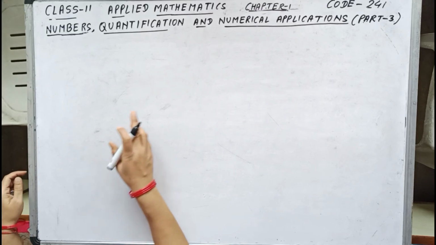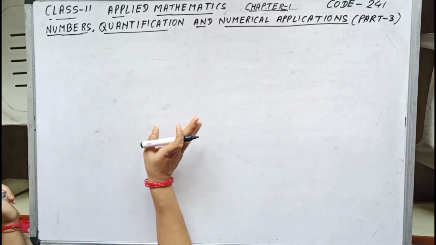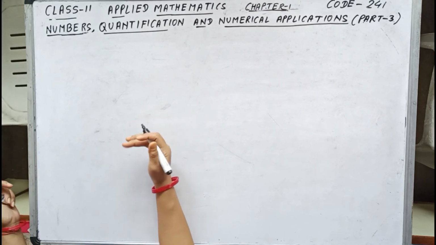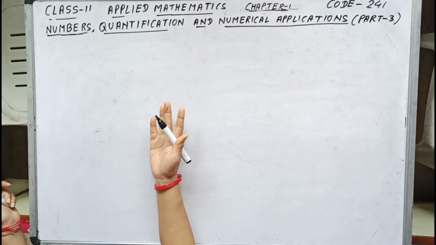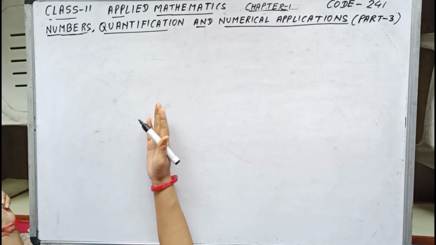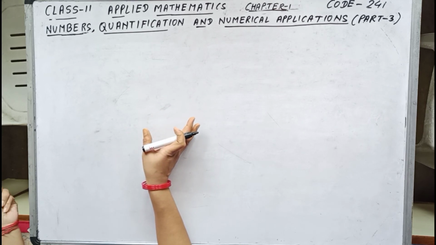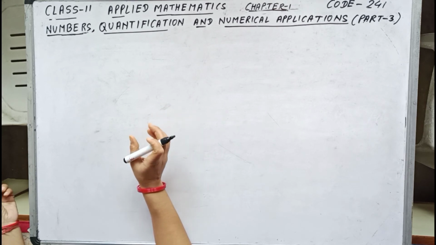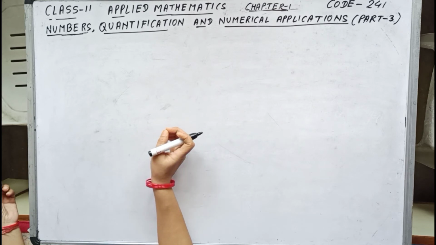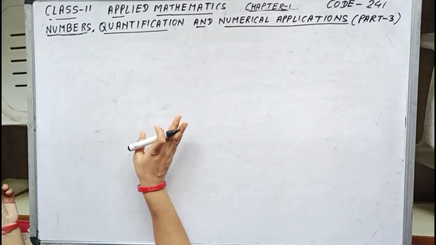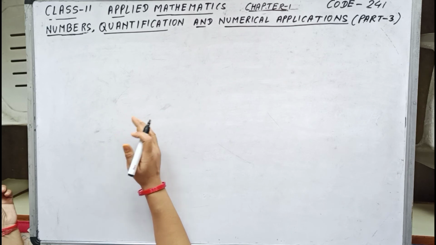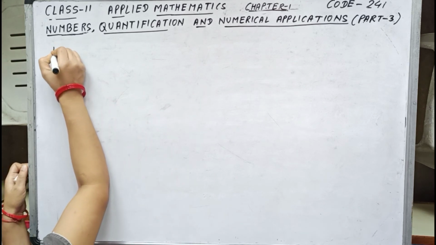Hello students. Today we will be continuing with part 3 of chapter 1. In part 2 we have done congruence modulo m and the definition of the congruence, and based on that we have done a few sums as well. The cryptography, encryption and decryption has been deleted for your batch, so we will be continuing with the next topic, that is binary number system.